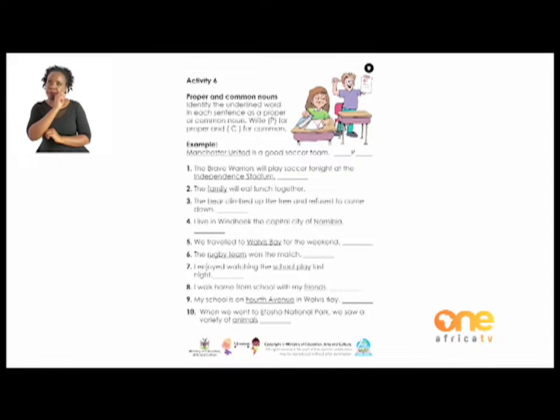Right. The next one says, the brave warriors will play soccer tonight at the Independence Stadium. Independence Stadium is a proper noun, which is underlined as well. So, on the space provided, you write a P as well to show that it's a proper noun. It's a specific name.